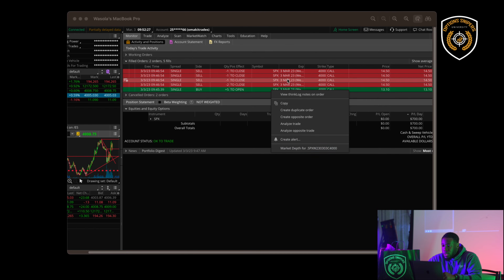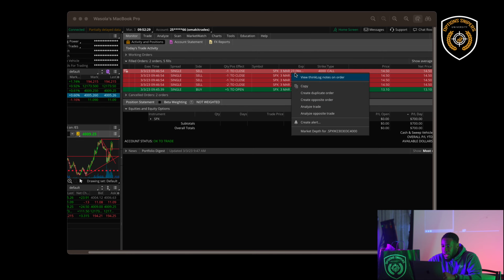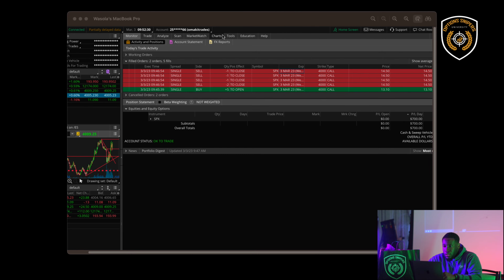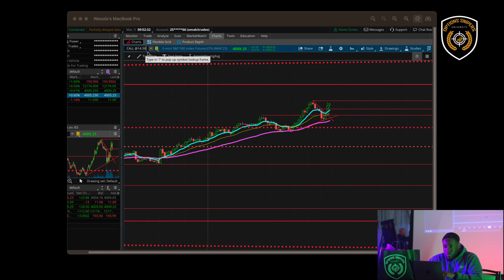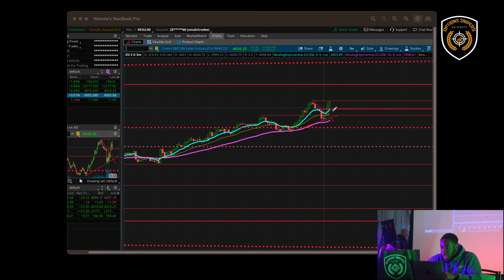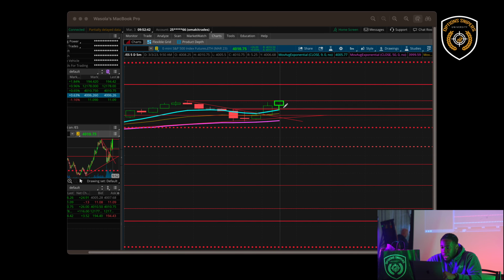Another thing we can do is analyze the trade itself. Wow, we get another push up. Guys, you noticed we bounced right on the 9 EMA on the 5 minute chart just now. You guys saw that? Yes. This would have been another area of entry.